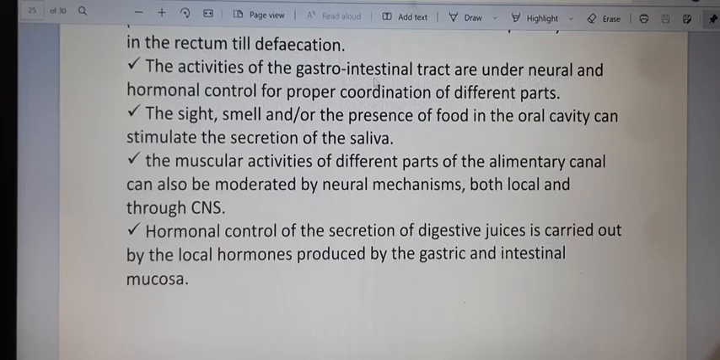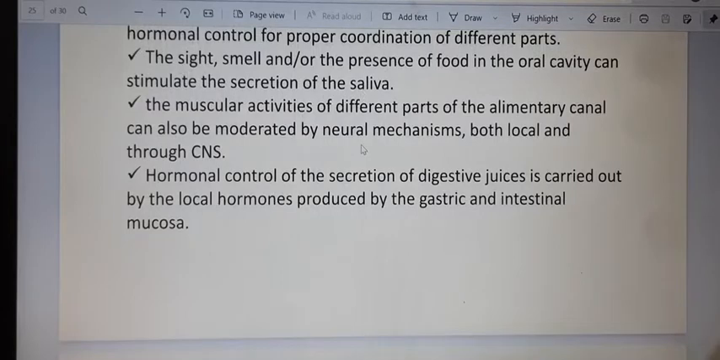Then the activities of the gastrointestinal tract are under neural and hormonal control for proper coordination of different parts. Means all the juices etc., the movement of the wall of the intestine, all this is controlled by the nervous system. So the sight, smell and the presence of food in the oral cavity can stimulate the secretion of saliva. Means when we see, when we smell, then our nervous system initiates the salivary glands to secrete the saliva.